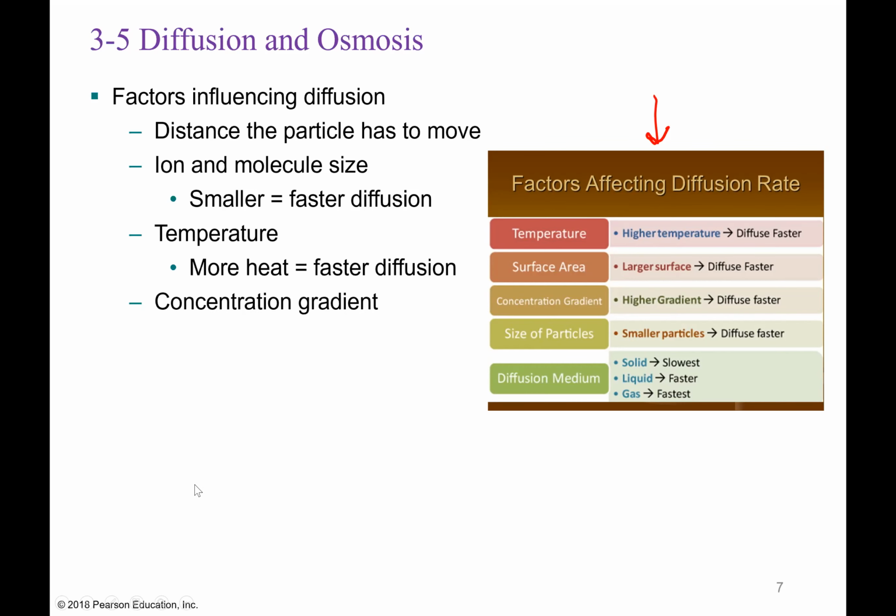Concentration gradient will also determine how quickly diffusion will occur. The steeper the gradient, so if you have a super high concentration of one substance and an extremely low concentration on the other side, the diffusion is going to happen faster. If the concentration gradient is small, like the concentrations are similar but just slightly off, diffusion is going to be slower.